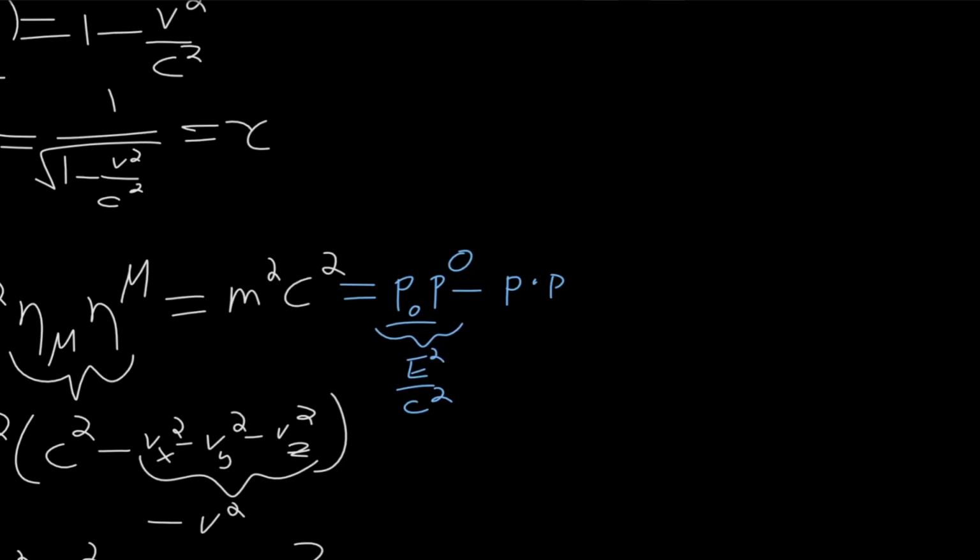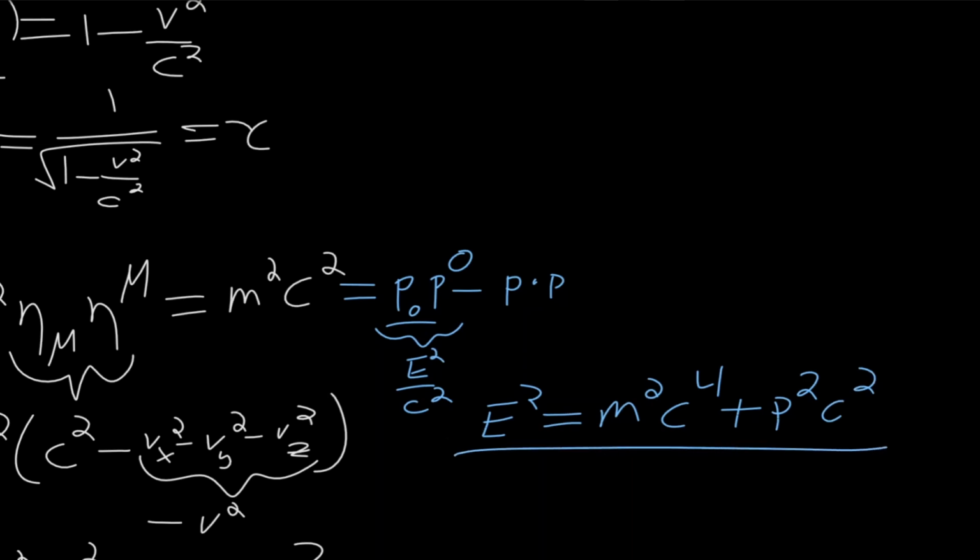And if you just want to solve for the total energy of the system, then we have E squared is equal to, multiplying both sides by c squared, m squared c to the 4, and then plus p squared c squared, where p squared is just the total value of our classical momentum. And that right there is one of the fundamental results of special relativity.